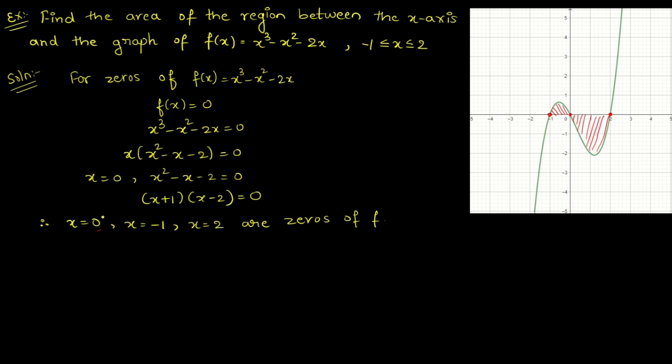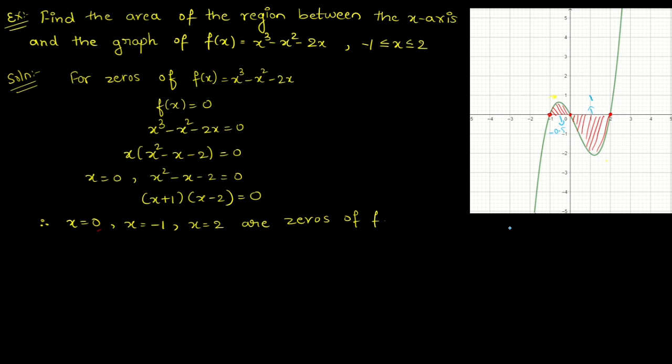Now we have to check what kind of graph we are getting. How do you know if it is giving a positive area or a negative area? That is to determine if it is lying above the x-axis or below the x-axis. So we consider any one point in between the given interval. Suppose our interval is minus 1 to 0; we consider the point minus 0.5. And we can consider 1 as a point in the interval 0 to 2.